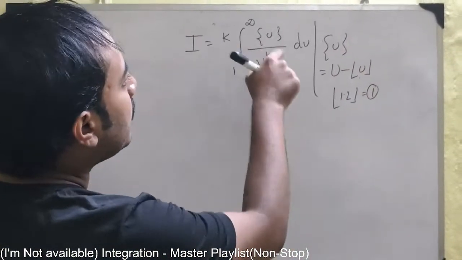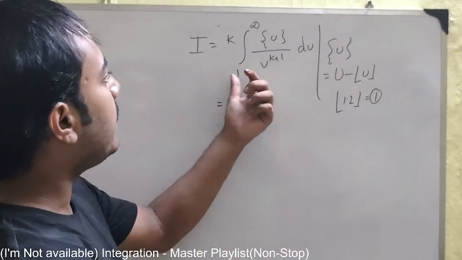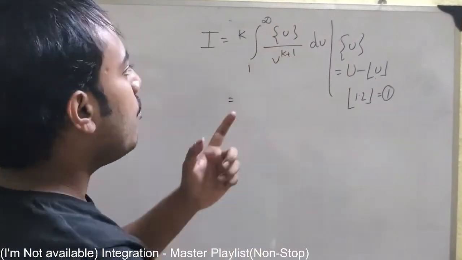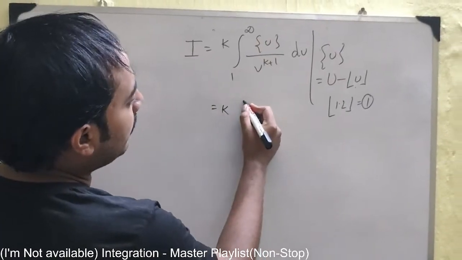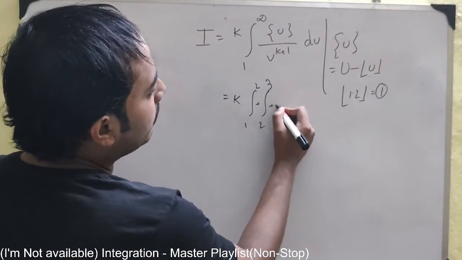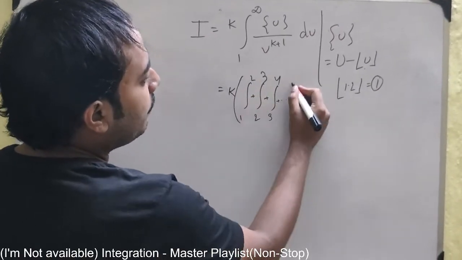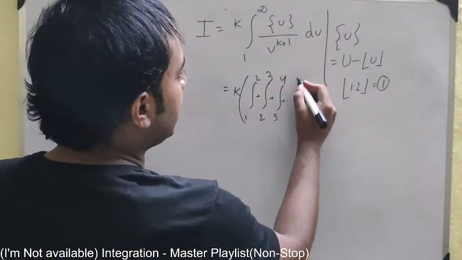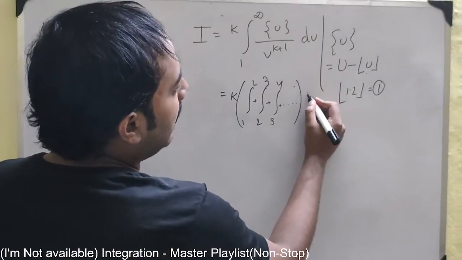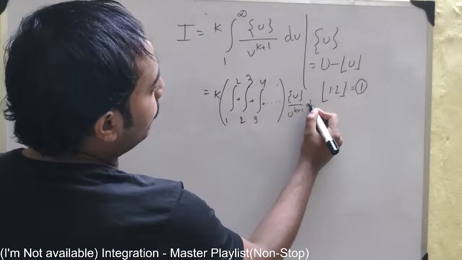Okay. Now what we are going to do is we are going to use a property of integrals, that it can be broken down into intervals. We are going to break this down into intervals like 1 to 2, plus 2 to 3, plus 3 to 4, and so on. Infinitely many integrals, as you can see. And inside always we will have the function u by u to the power k plus 1 du.